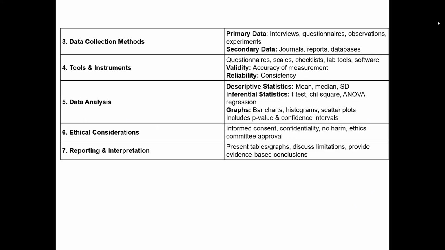After that, the third point while doing the methodology, you need to think about the data collection method. There is primary data or secondary data. In primary data, we take interviews, questionnaires, observations, and experiments. Secondary data includes journals, databases, and reports. Tools and instruments are usually questionnaires, scales, checklists, lab tools, and software. In that, we have to consider validity, the accuracy of the measurements, and reliability.